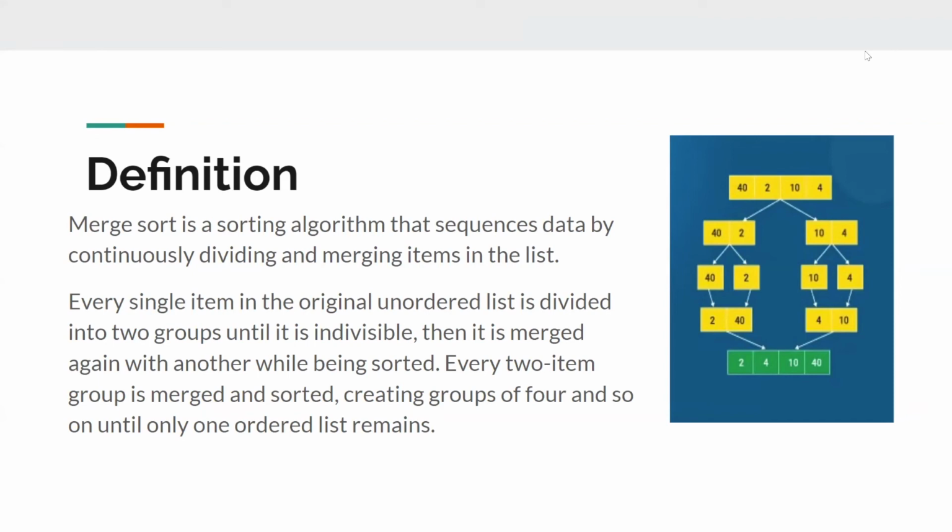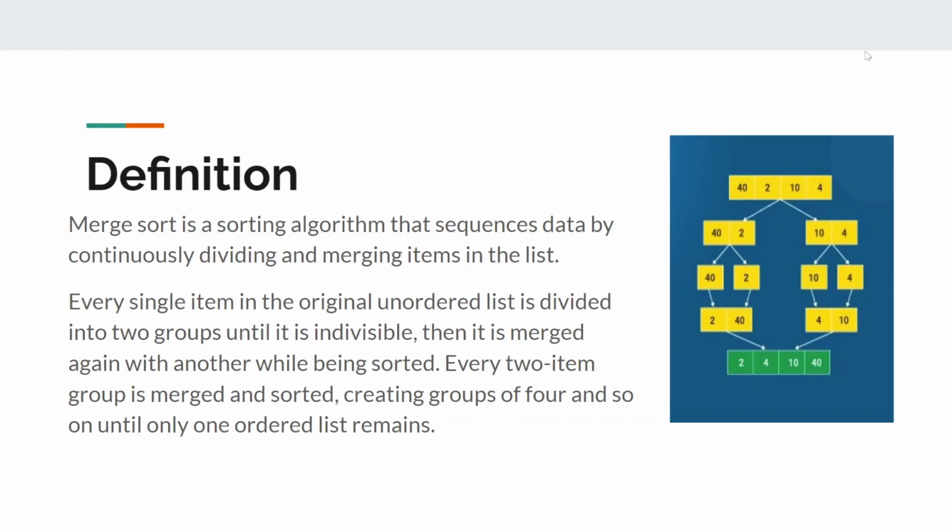So the 40 and 2 are going to be divided into 40 and 2. So they are now indivisible. They cannot be separated into 2 again. And then after they are all indivisible, 40 is alone, 2 is alone, 10 alone, 4 is alone, they're going to be merged together while being sorted in ascending order.